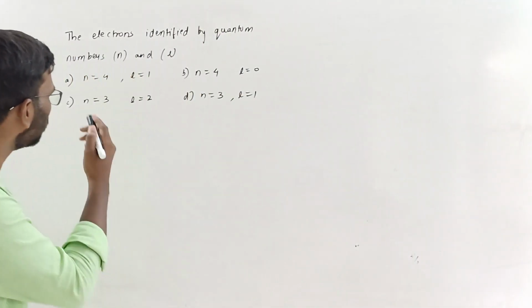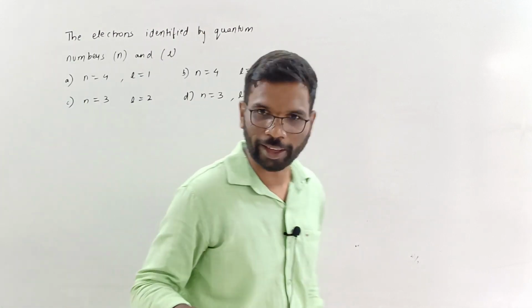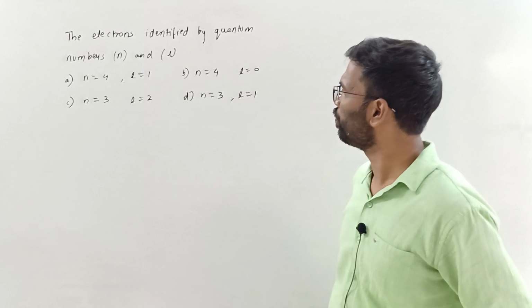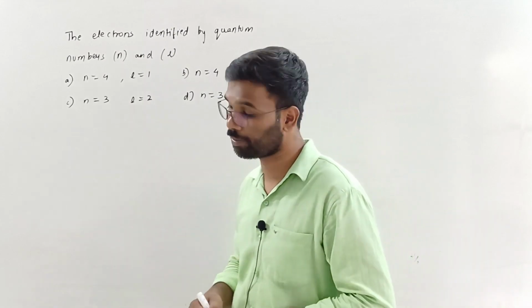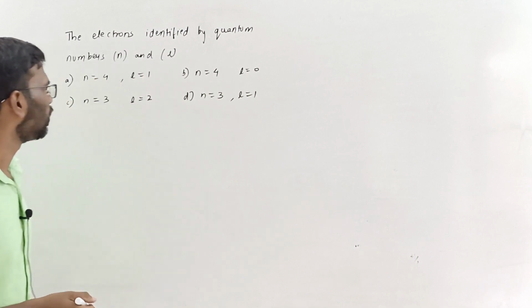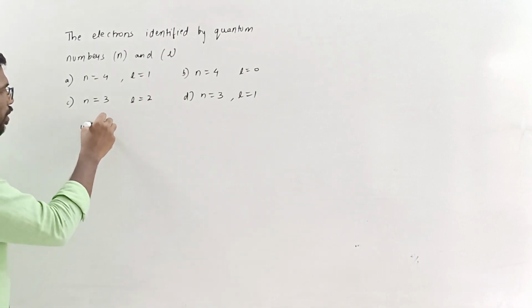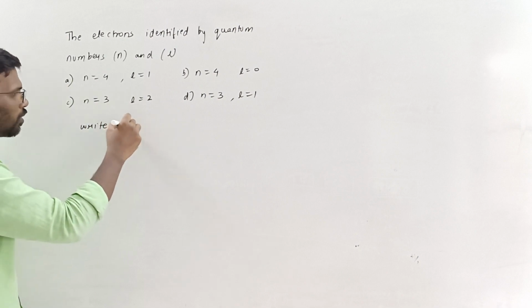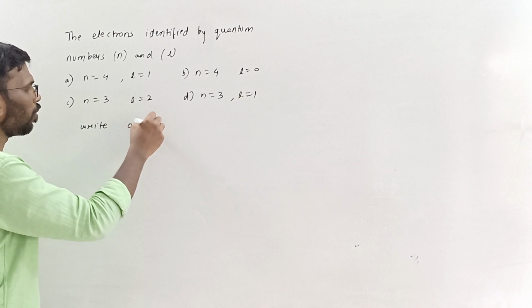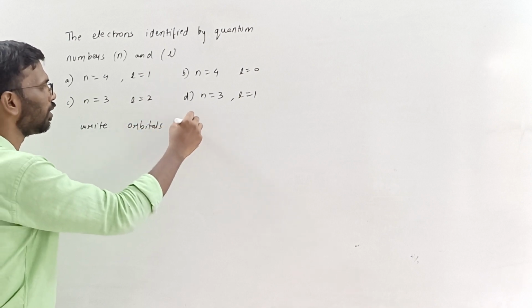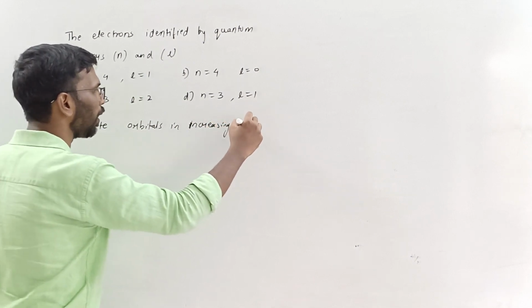This is a very nice question. Let's solve this. The electrons identified by the quantum numbers n and l are given here, options A, B, C and D. The question asks to write the right options, or write the orbitals in increasing energies.